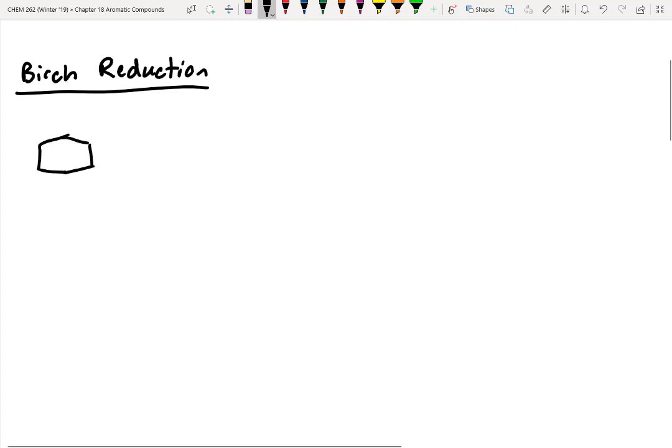In a Birch reduction, you have an aromatic ring system, and you reduce it, but you only reduce one of the pi bonds. So is this final product aromatic? No. Why not? Well, it doesn't follow Huckel's rule, but more importantly, these are now sp3 hybridized carbons. Right, so we've broken aromaticity.